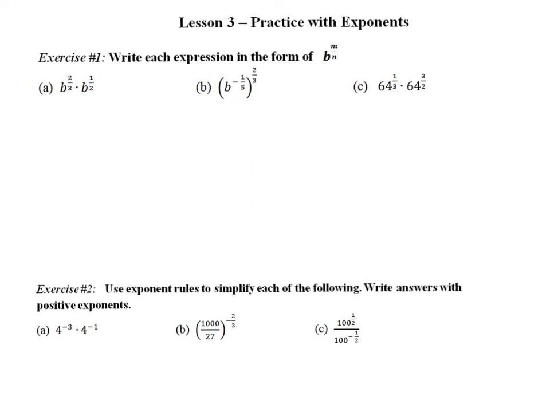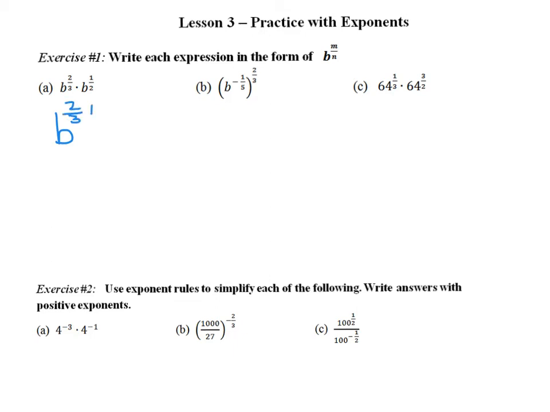Today we're going to practice evaluating exponential expressions using the rules of exponents that we've talked about in the last two lessons. In exercise number 1, we want to write each expression in exponential form as b to the m over n. So if we are multiplying b to the 2/3 times b to the 1/2, since the bases match, we keep the base of b and we want to add those exponents together.